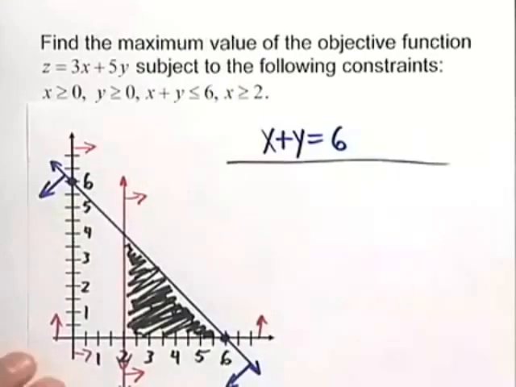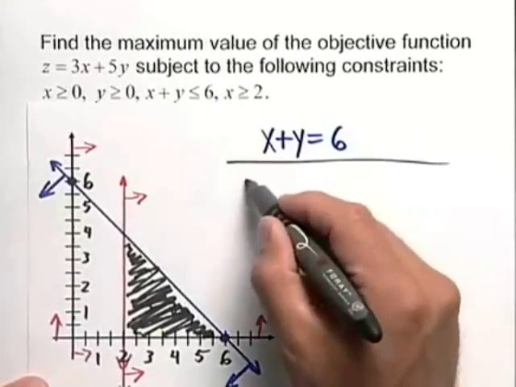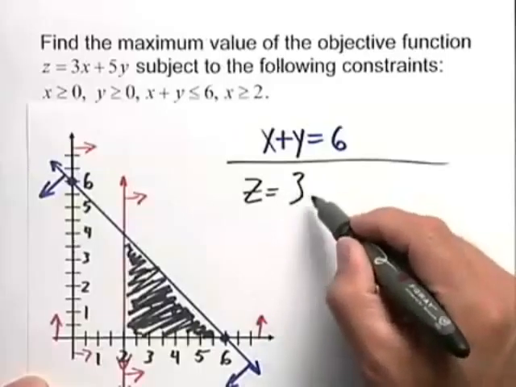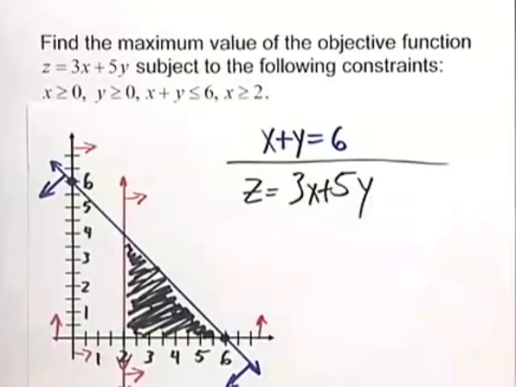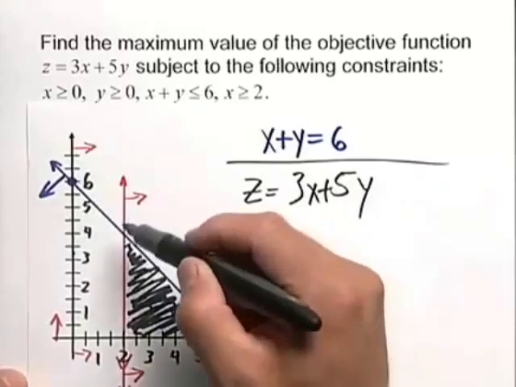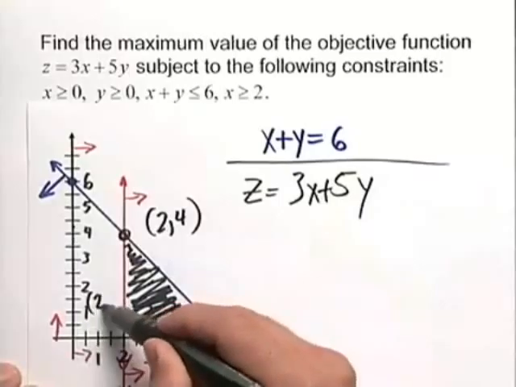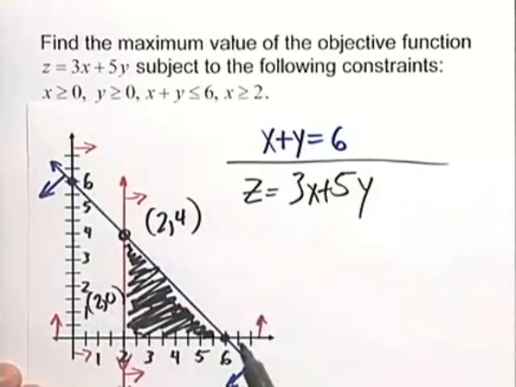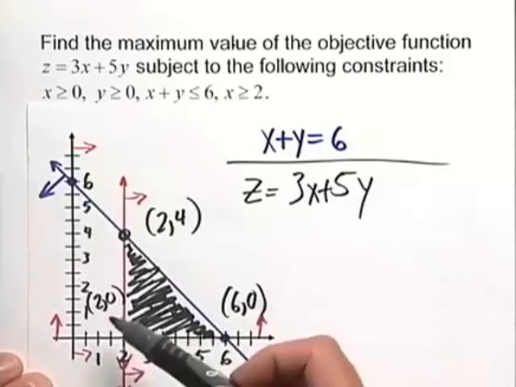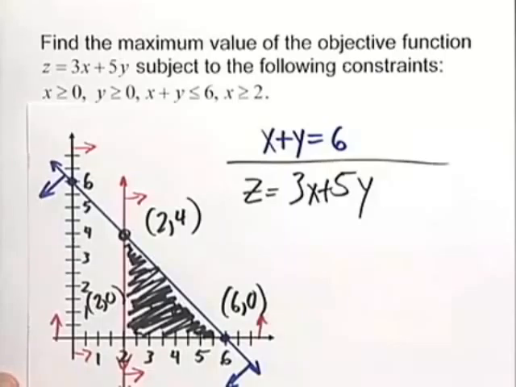Now what we have to do is maximize our objective function, z equals 3x plus 5y. The way we'll maximize this is by plugging in the corner points. The particular corner points that we have here are the points (2, 4), down here (2, 0), and the ordered pair (6, 0). So what we now need to do is evaluate our objective function 3x plus 5y at the corner points.